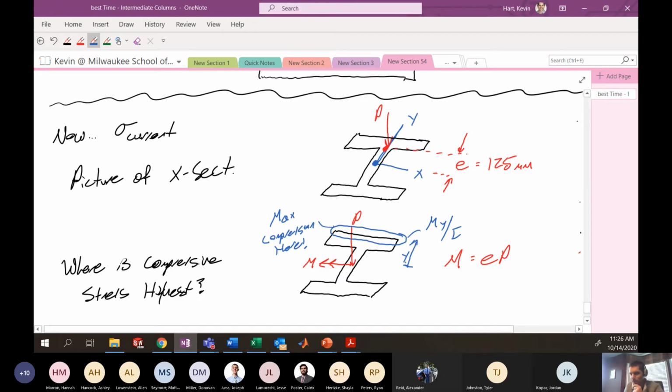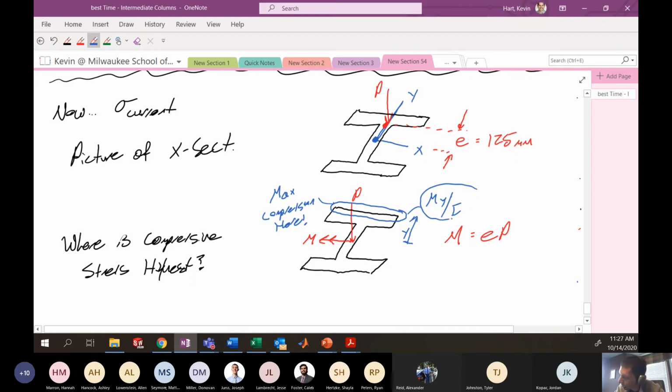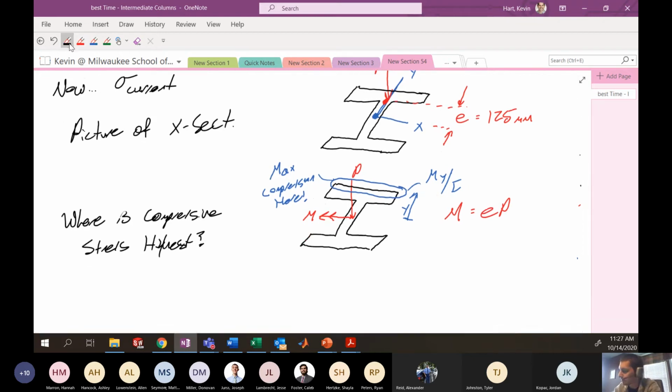So even though I've calculated what the allowable stress is before this cross section fails previously, I need to calculate what the maximum compression is at this particular location. Okay, so let's go through that.